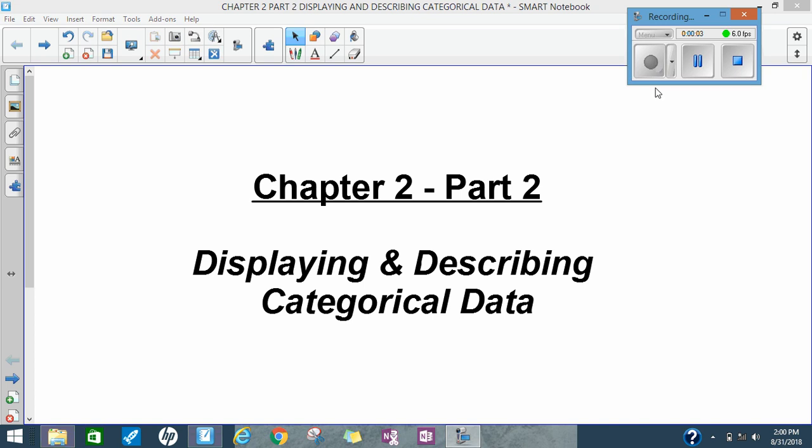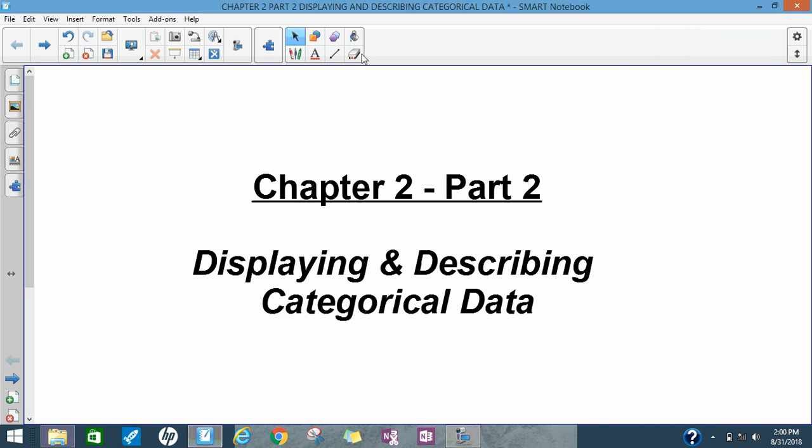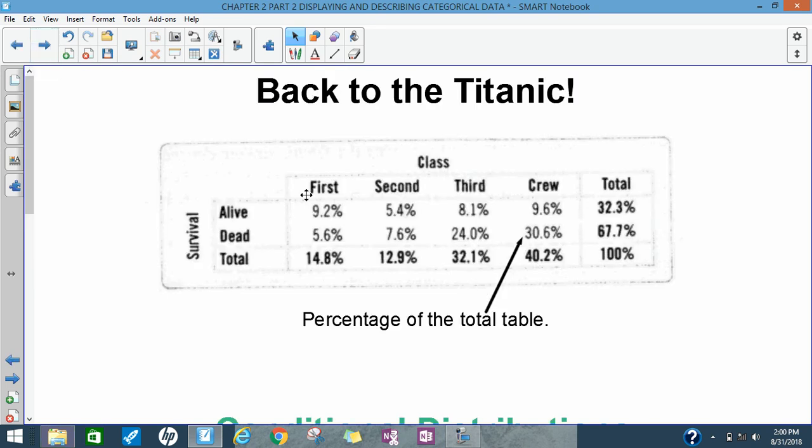Hey all, today we are going to finish up our conversation in part 2, displaying and describing categorical data. So we're going back to the Titanic, and this is one of the tables that we saw in the last lesson. And I wanted to just point out that each of these percentages is part of all of the people on the ship. It doesn't matter what class they're in.